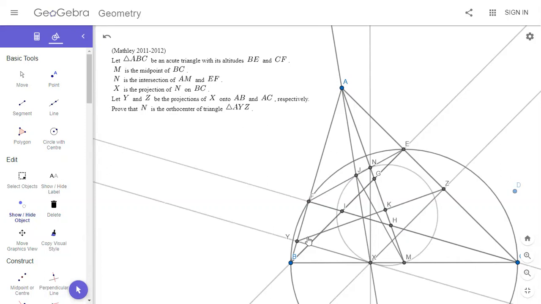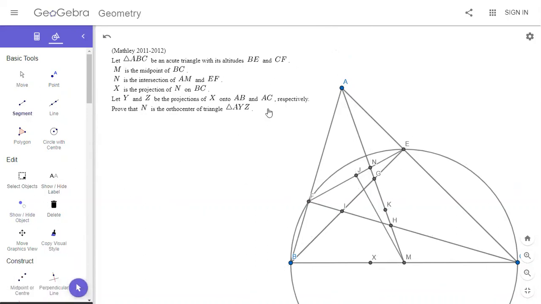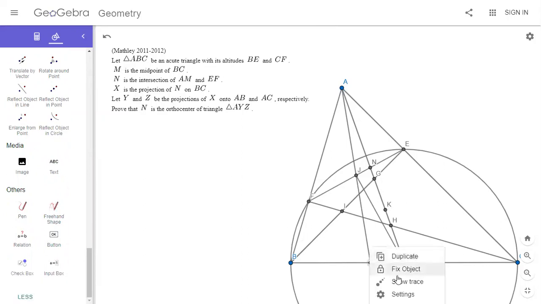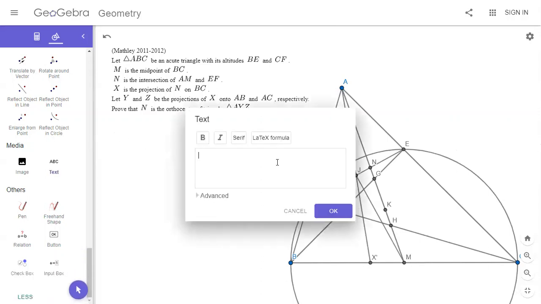All right, I'm going to hide Y and Z for now. But basically, I'm going to say, let J be the midpoint of EF. Let AJ meet BC at X prime.